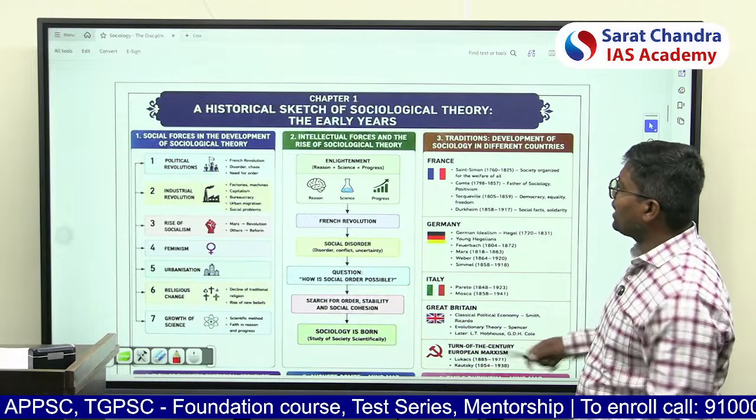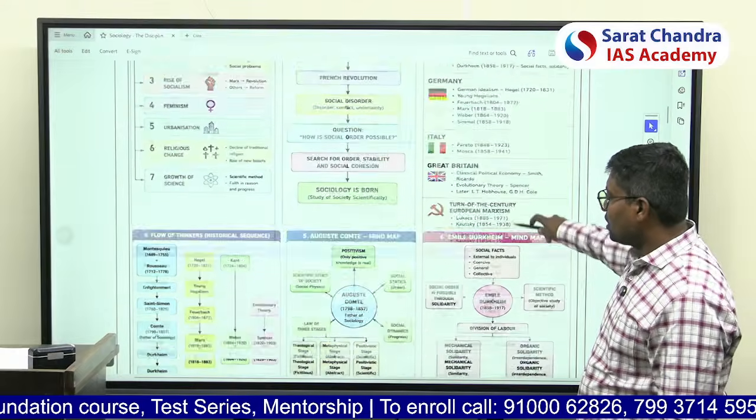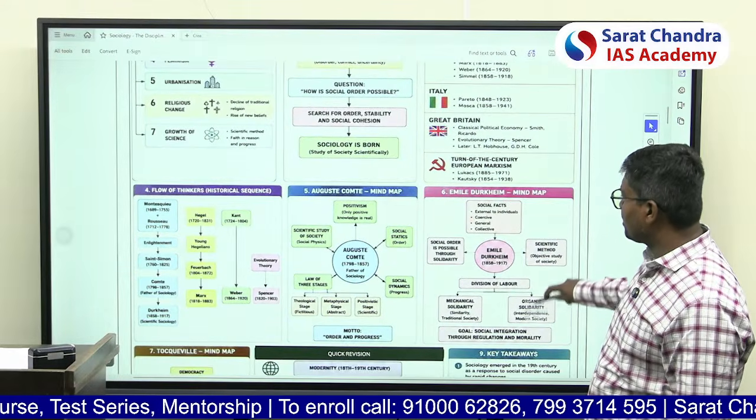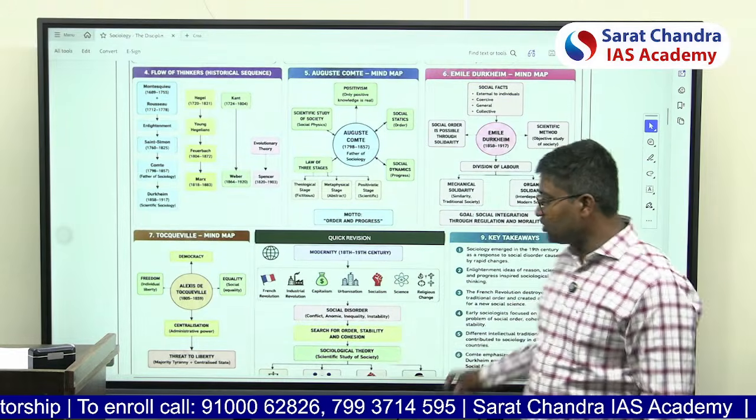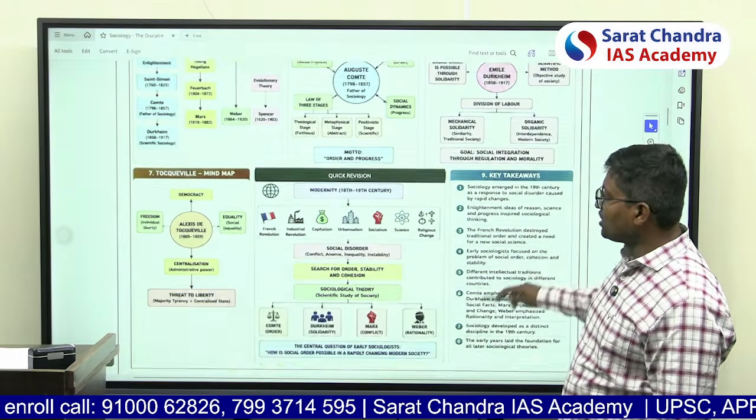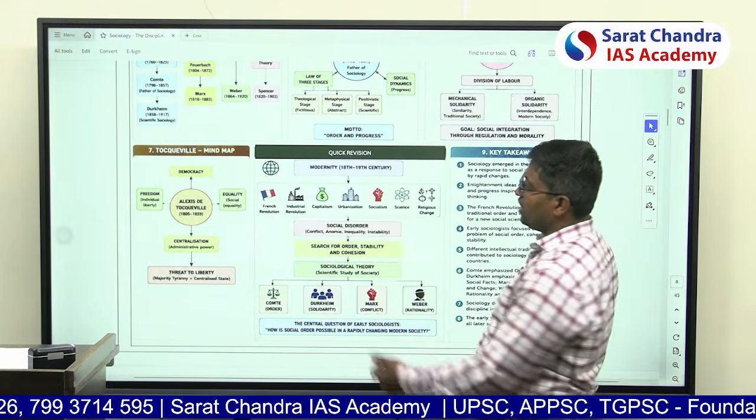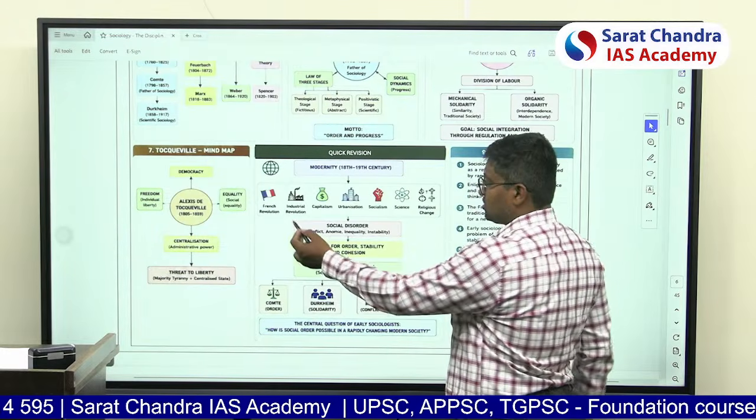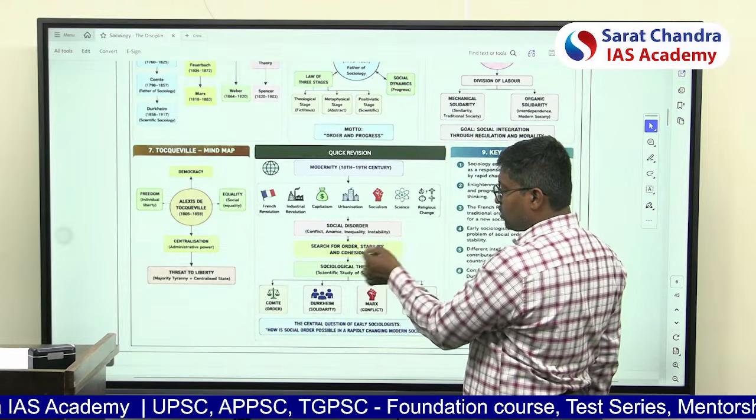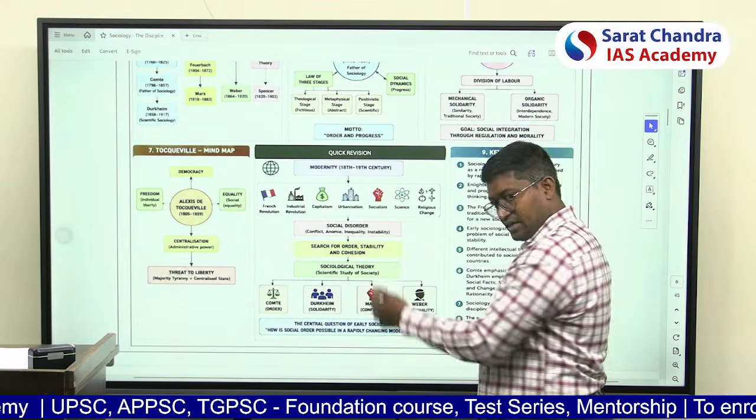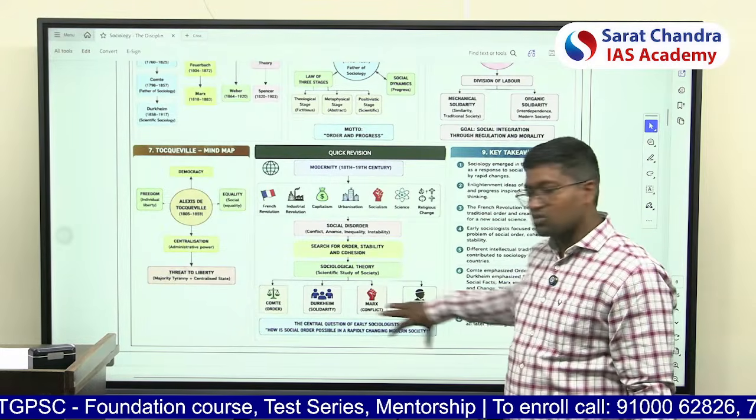So this is how I try to draw the core topics. I try to give flow charts also. Try to include such flow charts in your answers with respect to modernity. You can also draw this: the French Revolution, these are the changes in Europe. Next, it led to social disorder, a search for order, stability and cohesion, which led to the need for a new discipline, that is sociology, and that has been given by all these thinkers.